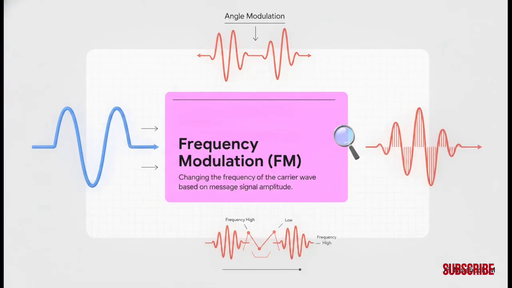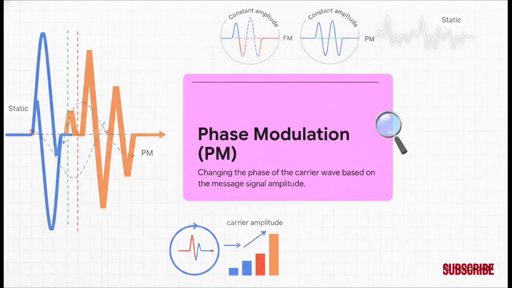Under the umbrella of angle modulation, we basically have two specific types. First up is frequency modulation, or FM. So instead of changing the height of the wave, FM specifically alters the frequency, meaning how close together or far apart the waves are, to perfectly mirror the instantaneous amplitude of our message signal. The second type is phase modulation. PM targets the phase of the carrier wave itself, changing it according to the message signal's amplitude.